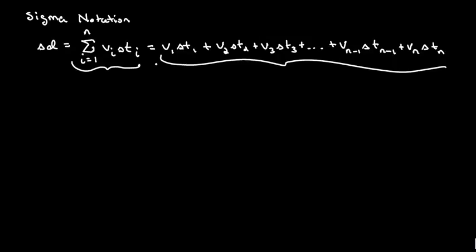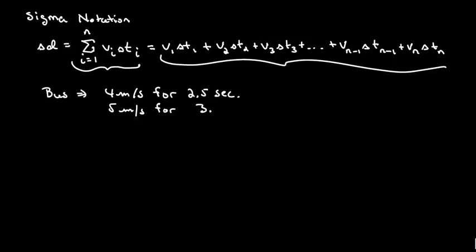So getting to the problem, it says that we're looking at a bus, and the bus travels 4 meters per second for the first 2.5 seconds, and then it travels 5 meters per second for 3 seconds, and then it travels 3.2 meters per second for the third 2 seconds, and then it travels 1.4 meters per second for the fourth 1 second, so for just 1.